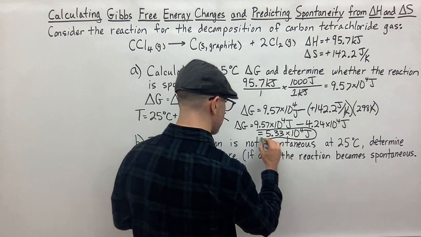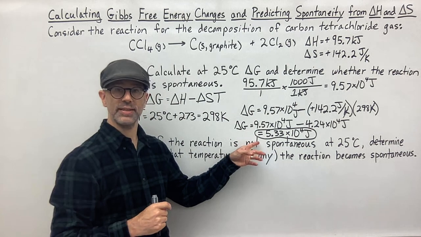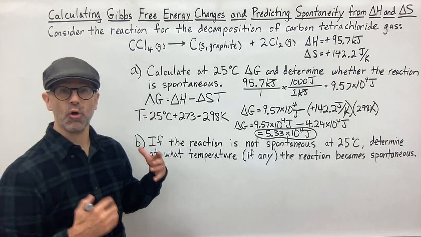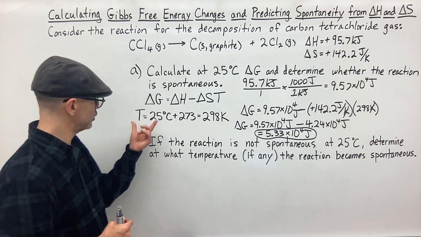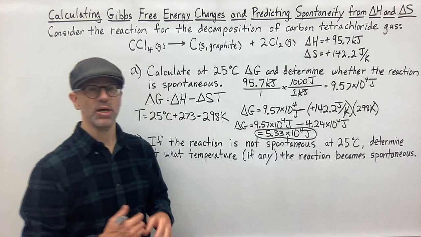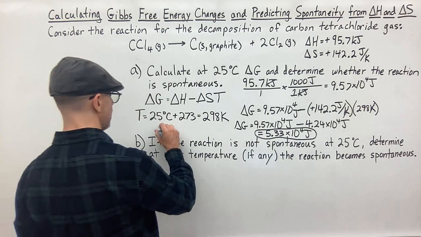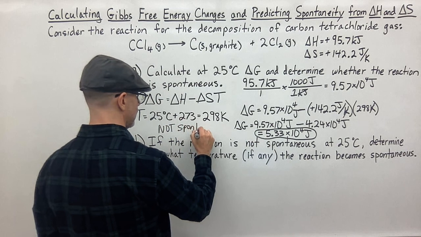So here we have our Gibbs free energy. You'll notice that that's a positive number. For spontaneous reactions, we want delta G to be negative, but we got a delta G that's positive. So this is not spontaneous.